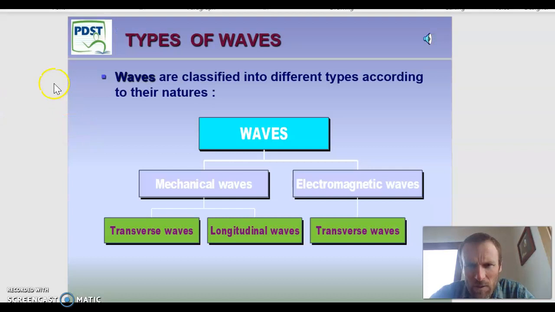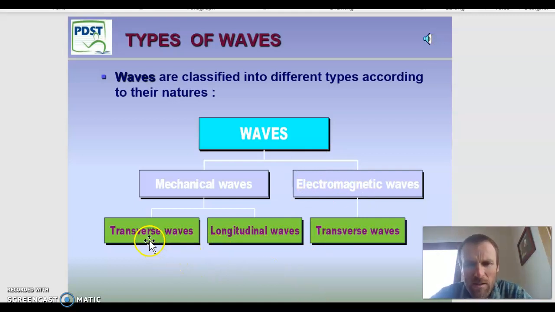So, types of waves here. We can classify waves into two general types: mechanical waves and electromagnetic waves. We just talked about sound waves a second ago. Those would be considered mechanical waves. Anyone know, are they transverse or longitudinal? Maybe you can remember from a previous class. Answer, they're longitudinal.